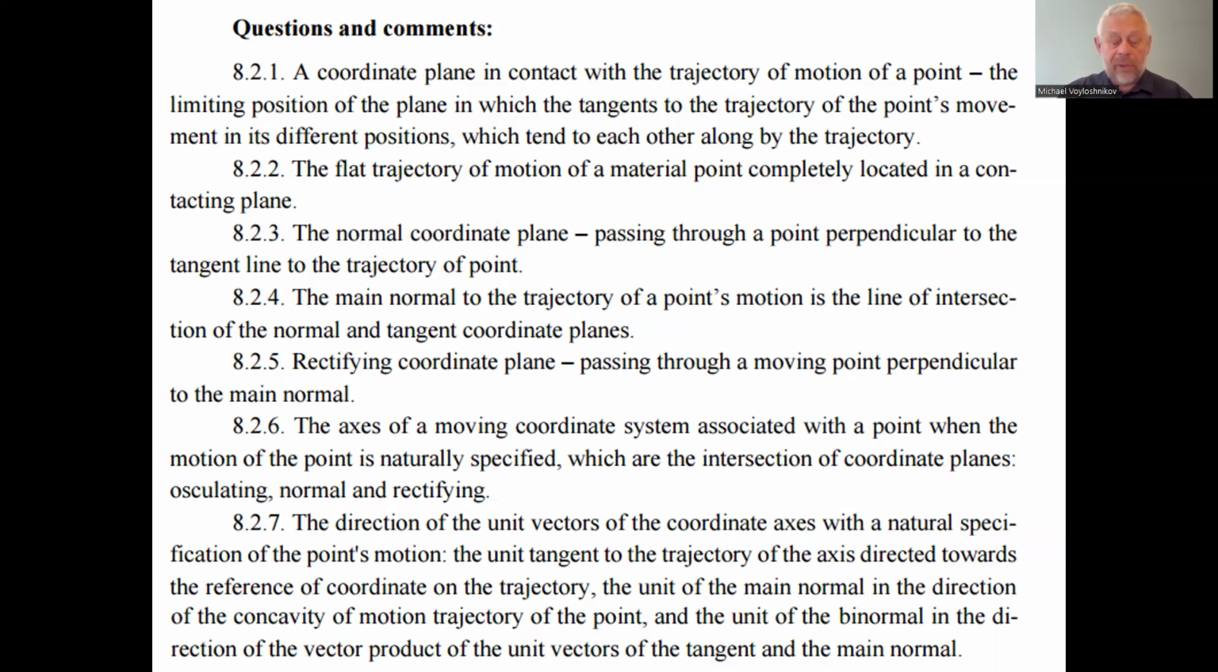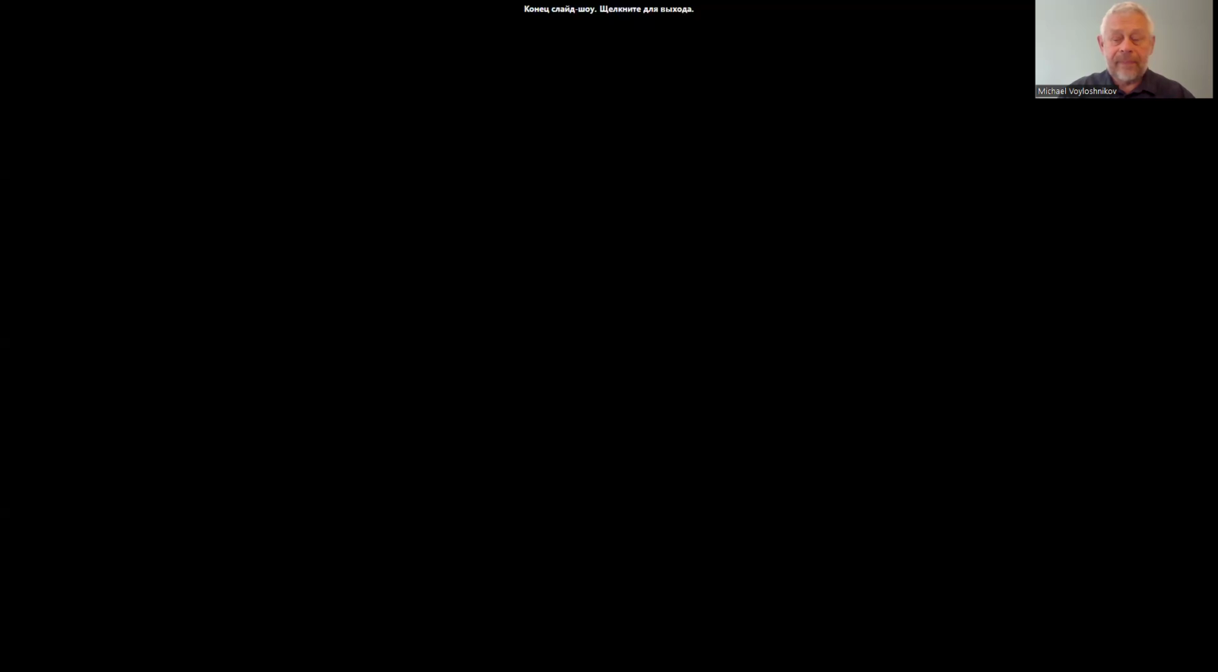For the vector product we use the rule of the right screw. If we rotate the first vector in the direction of the other one, then the right screw will be directed along the product of the two vectors. The binormal axis can be considered as the product of the vectors of the tangential unit vector and the vector of the main normal unit vector. Thank you.